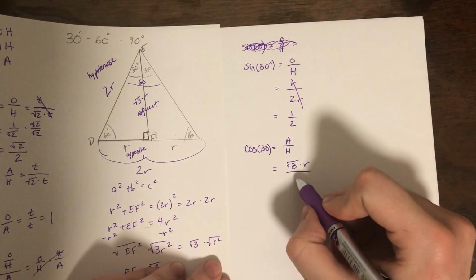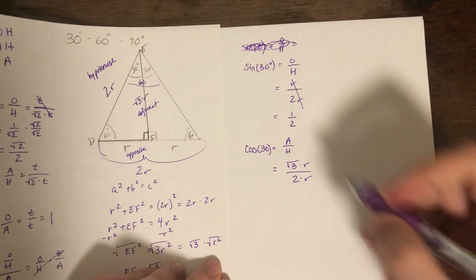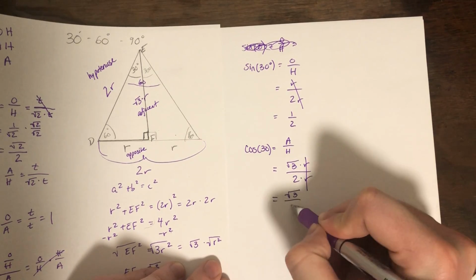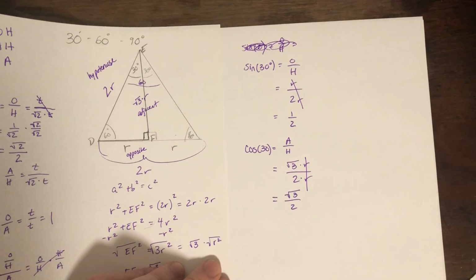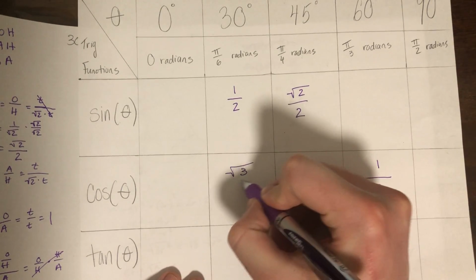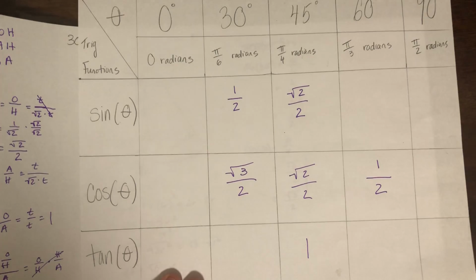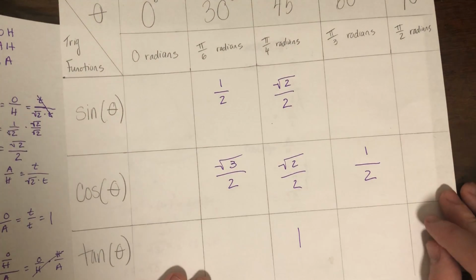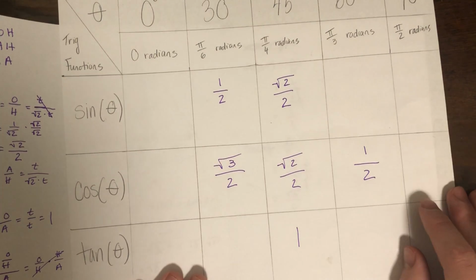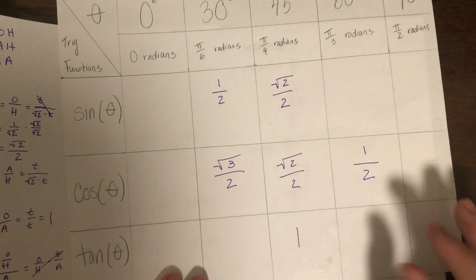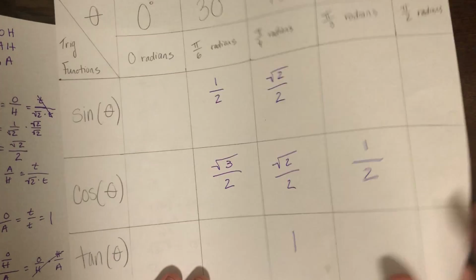And hypotenuse would be 2 times R. Again, cancel out my R's, and I'm just left with radical 3 over 2. So that'll be cosine of 30, radical 3 over 2. Obviously, not a dream to be working with radicals, but it is always going to be this value, and you will see this radical 3 over 2 pop up a lot. You'll see radical 2 over 2 pop up a lot, so it's good to know what they are talking about.